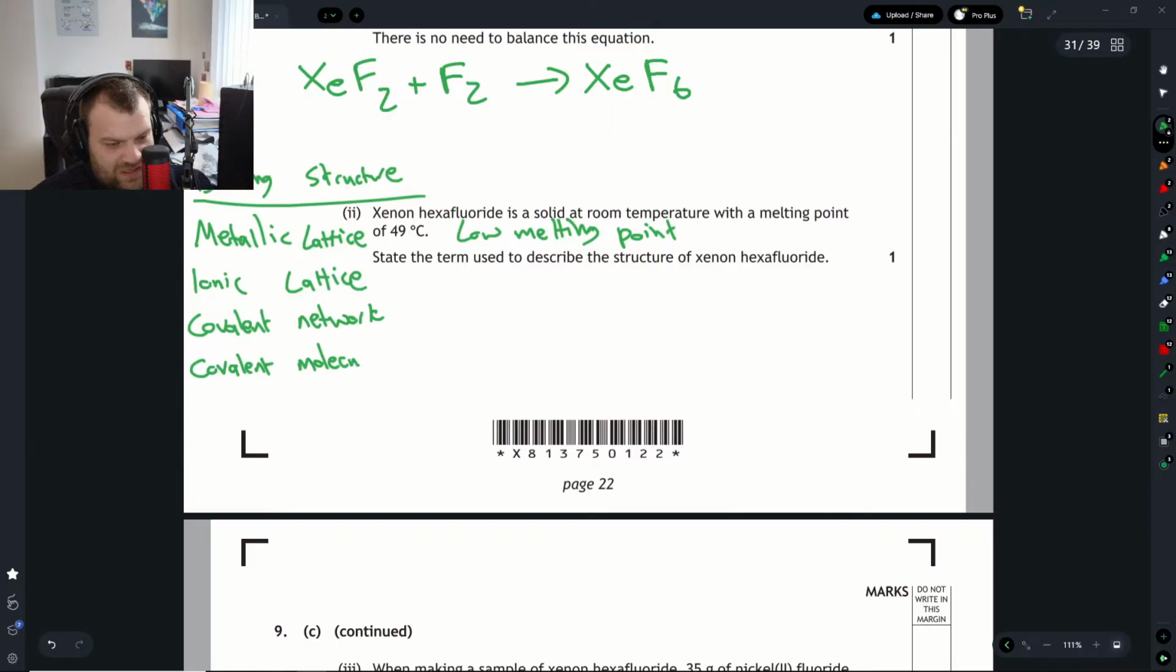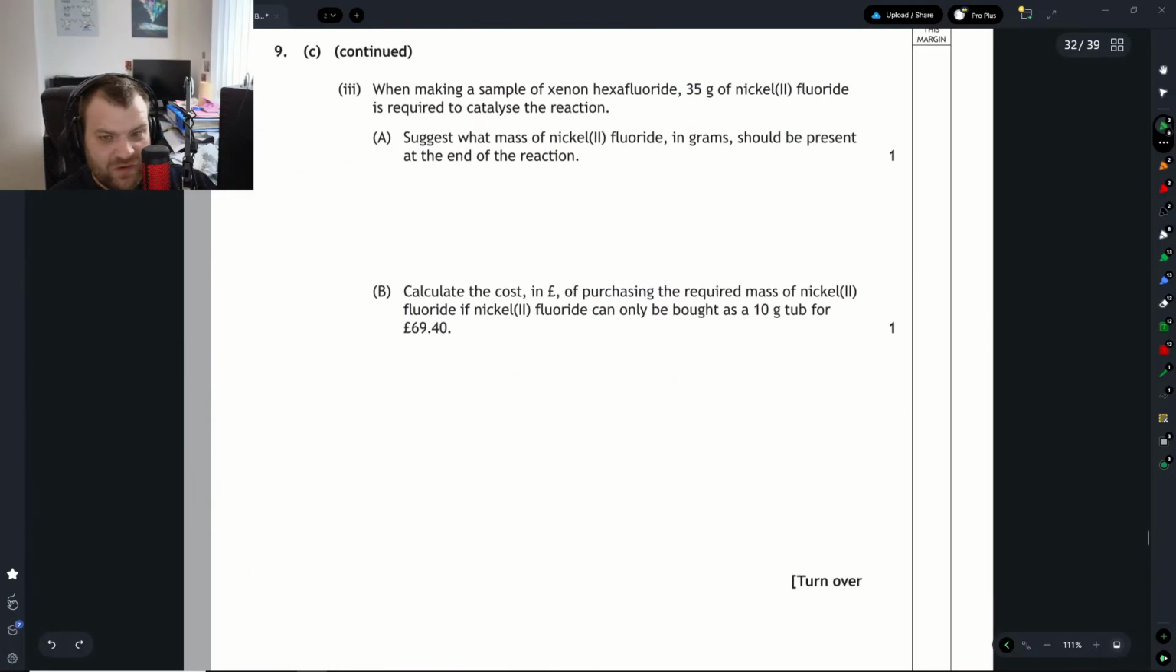This question only asks us for the structure. So the structure we'd want to use would be molecular. If you said covalent molecular, that would still count. They are asking you specifically about the structure, so you should go for molecular as your answer. Next up, we're talking about how much of the chemical is needed to catalyze it. Catalysts are not used up. That means there would be 35 grams remaining, the same as at the beginning. There's none been used up.